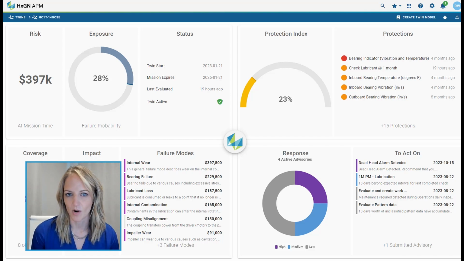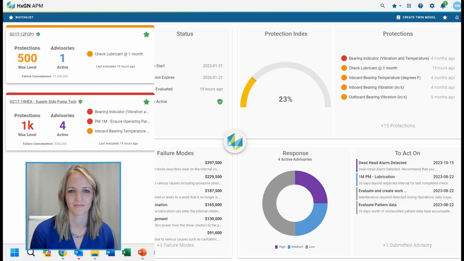The upper right-hand quadrant is monitor. So it just gives you a health barometer of how are my protections doing? How effective is my strategy working? And which ones do I need to pay attention to? And then bottom right is that act quadrant. What are the active advisories by priority? And what do I need to act on today to mitigate risk for my asset?